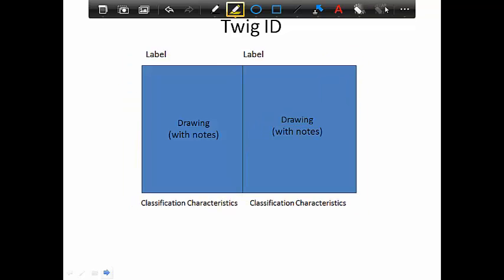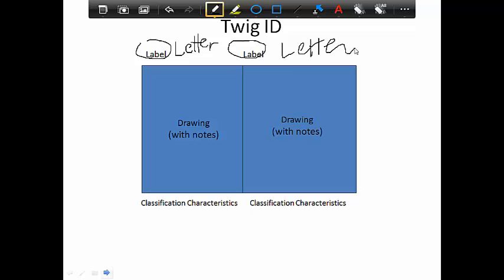At the top for the label, so here and here for each of your 2 drawings, I want the letter of the twig that you're drawing. Okay, you're going to find out the name of it eventually, but you're going to start by making sure that you write the letter of the one you're working on. In the box for that particular twig, you're going to draw it. And as it says here, I want you to add some notes to your drawing. For example, pointing out things like a terminal bud or a leaf scar or lenticels.